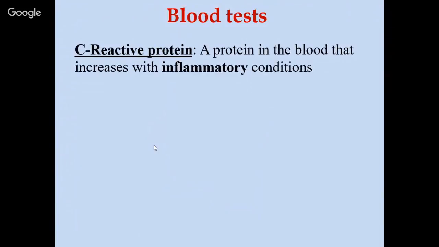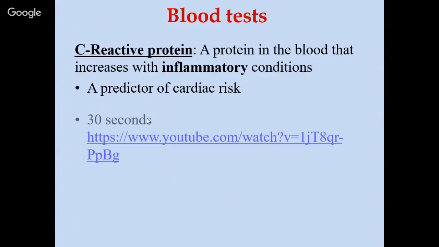C-reactive protein. This is a protein in the blood that increases with inflammatory conditions, and this is any inflammatory condition. So it's not specific to anything. It can be a predictor of cardiac risk. There are actually CRP cardiac tests versus the regular CRP tests, but these are not specific to anything because it could be any inflammation going on in your body anywhere.